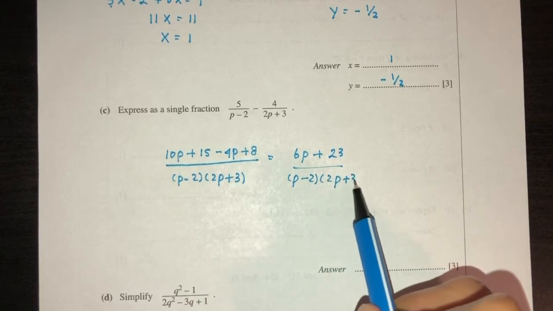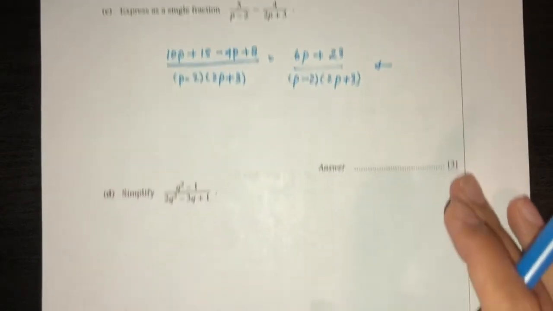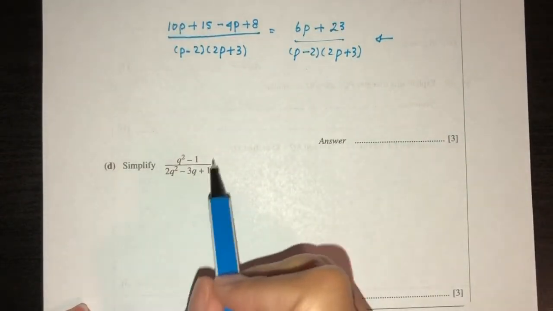So that should be your single fraction. If you want to expand the base, you can do that, but if not, that is okay as well. Now for part D, simplify this.